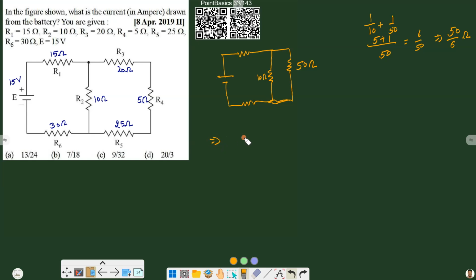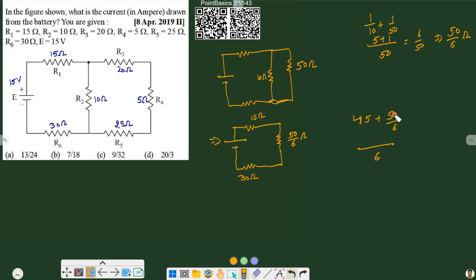So this circuit will further reduce to, here we have R1 that is of 15 ohm. Parallel combination of both of these will give us 50 by 6 ohm. And here we have R6 that is 30 ohm. Now 15 ohm, 50 by 6 ohm and 30 ohm, all of these are in series. So their series combination will give us 15 plus 30, 45 plus 50 by 6.